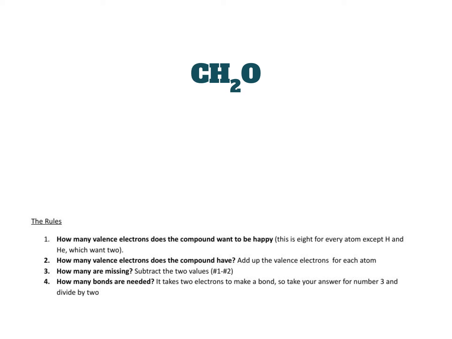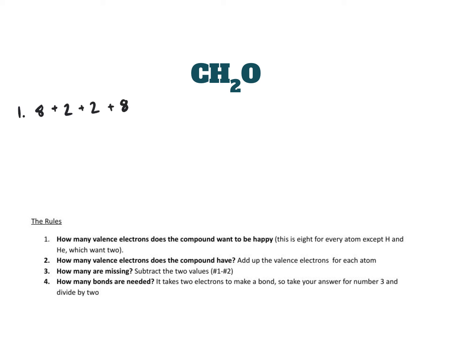Okay, this one is going to be a tough one, so let's see if we can do it. We have a grand total of 4 elements now. Let's see if we can follow our rules and work through this. Rule number 1: how many valence electrons does the compound want to be happy? Remember that is 8 for anything that's not hydrogen. Hydrogen wants 2 each. There are 2 of them.